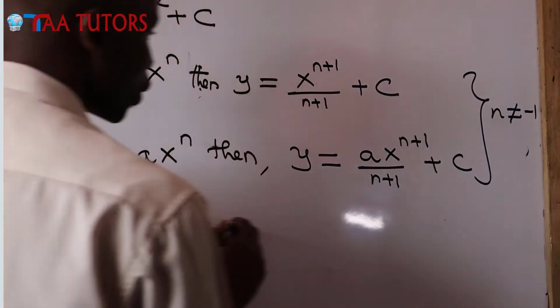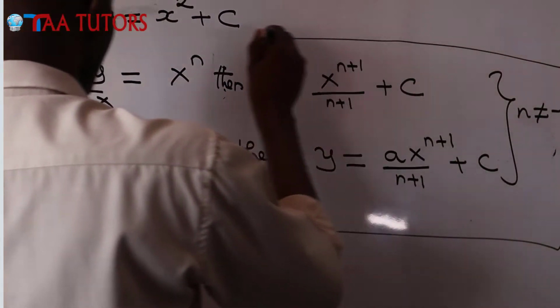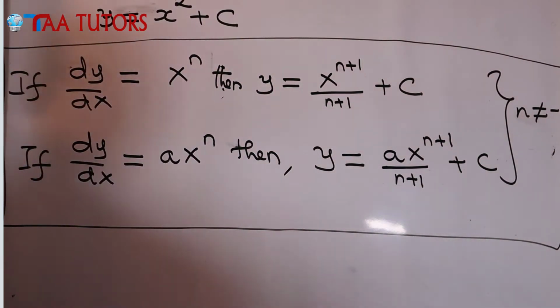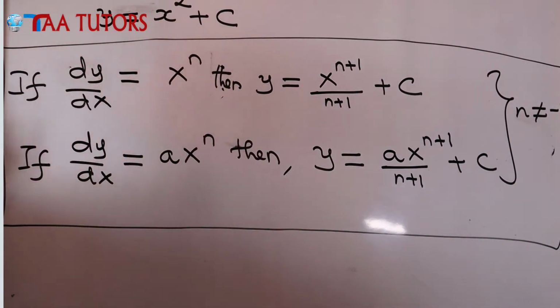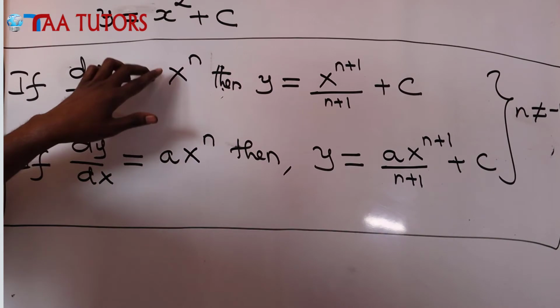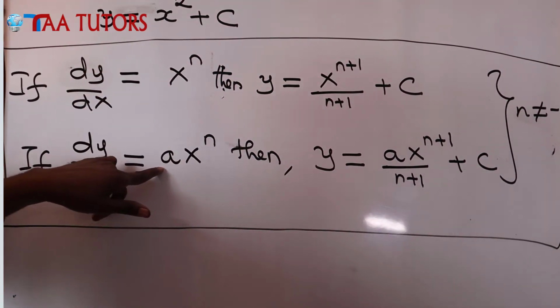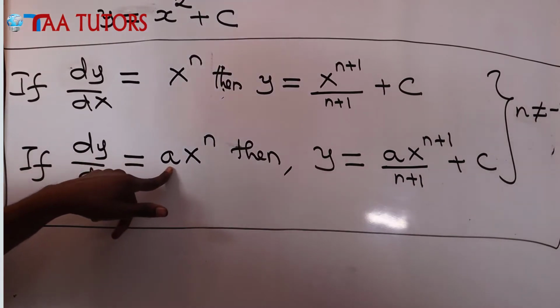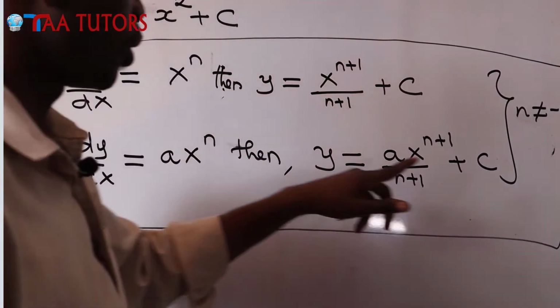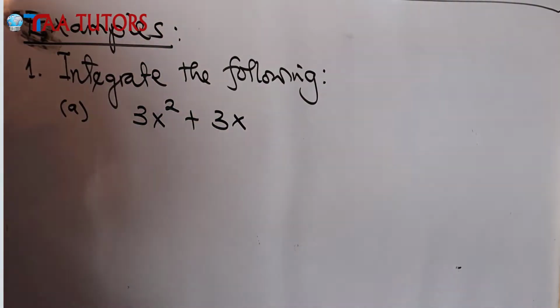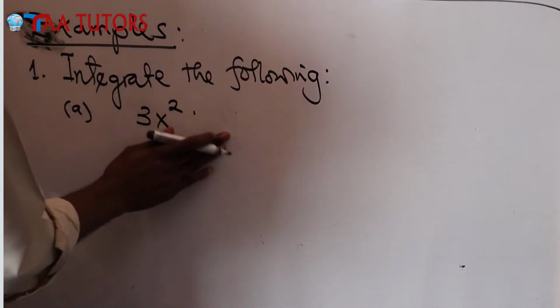So these are the rules of integration that we need to use. You realize that they are just the reverse of what we did before in differentiation. The first one is when the coefficient of the function is 1, and this one is when the coefficient is more or less than 1. But the exponent cannot be -1. Now let me start with 3x squared.